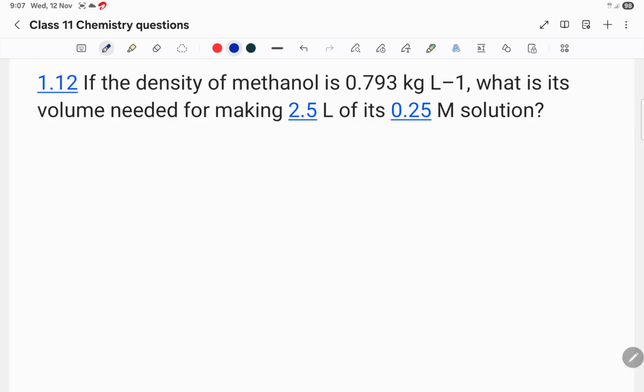Okay, let's go to our today's last question, which is this one. If the density of methanol has been given, which is 0.793 kilogram liter inverse, what is the volume needed for making 2.5 liter of its 0.25 molar solution? So methanol is solute over here.